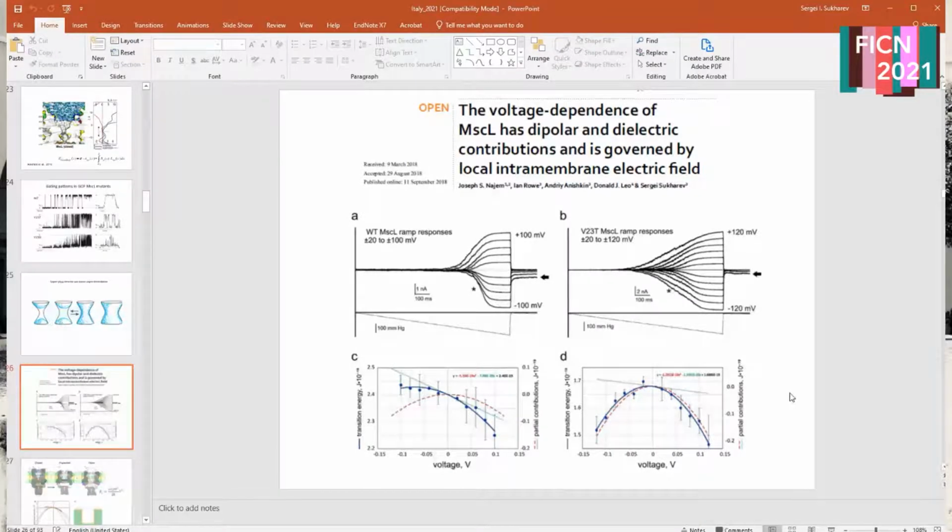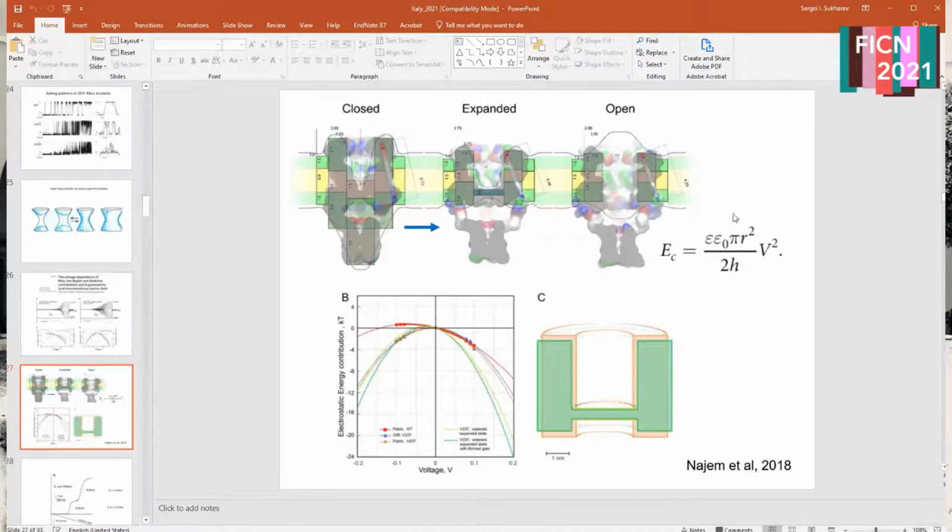Mark Sansom was talking about electrowetting. So water can be pulled into the pore. It will be pulled into the area of higher field, and that might bring more water into the pore. In our case, it's a little bit even more aggravated, because water that enters the subconductive state actually stabilizes and expands the subconductive state.